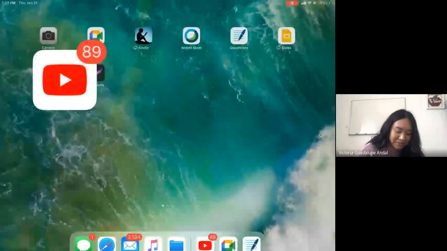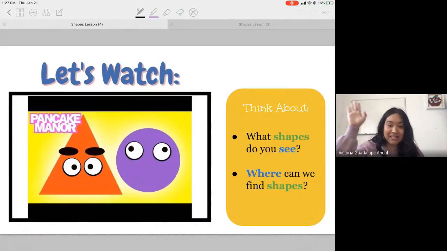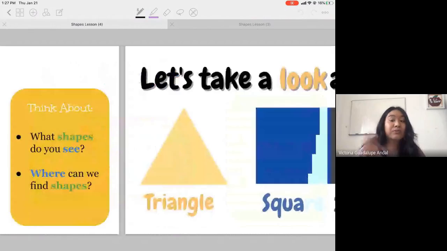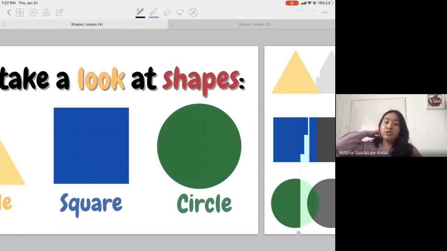Great job, everyone. So what were some shapes that you saw in the video? Who can raise their hand and tell me? Right, I hear some friends saying some triangles, squares, and circles. And we saw these shapes in places like, who can tell me? Right, in our food, like the chips, oranges. We can see them in our closets and the hangers, at the park outside. Shapes are everywhere, right?